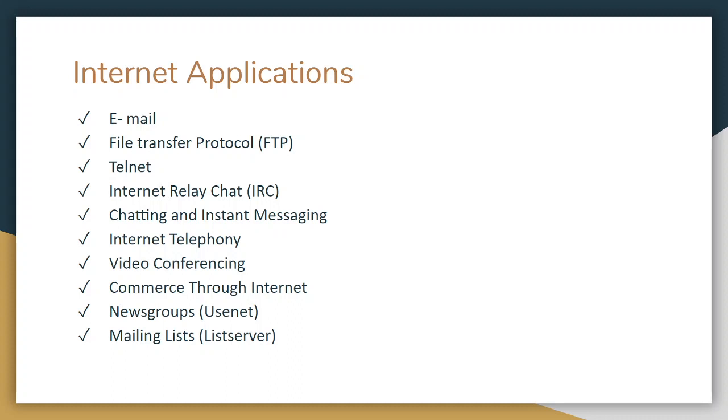Next is internet relay chat. One thing you have to remember, students: these are the things that came before social media came into existence. Nowadays all these things are available in social media. We don't have separate telnet, internet relay chat, chatting and instant messaging, internet telephoning, and video conference. Of course, we have them now, and commerce on the internet, which can be called e-commerce, and newsgroups and mailing lists. These are all modified, improved versions: whatever chat apps or chat messengers we use to chat on the internet. So these were the previous versions of what we have now.